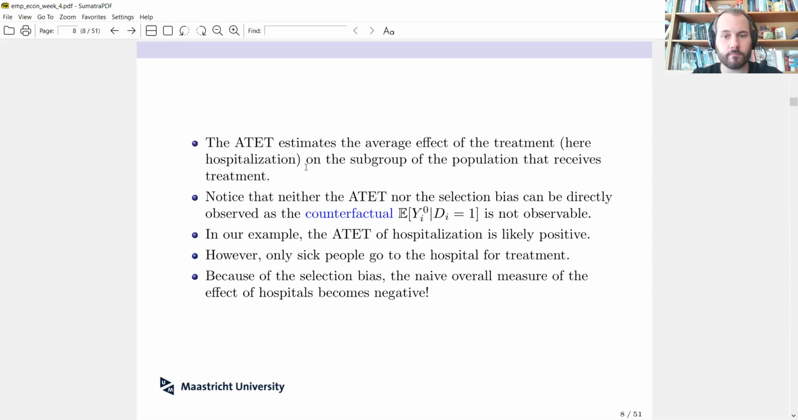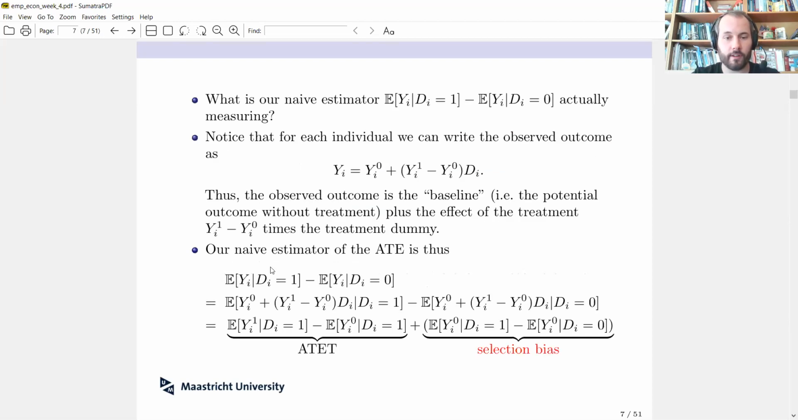Yes. So again, for the average treatment effect on the treated, we look at the subgroup of the population that receives treatment, that goes to the hospital in our example. And two problems here. First of all, we cannot observe this thing. This is unobservable.